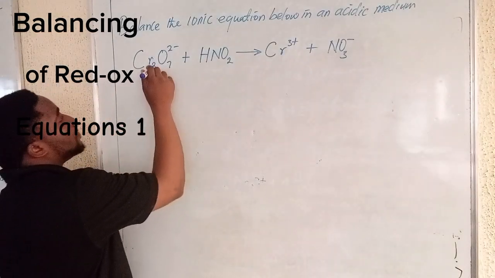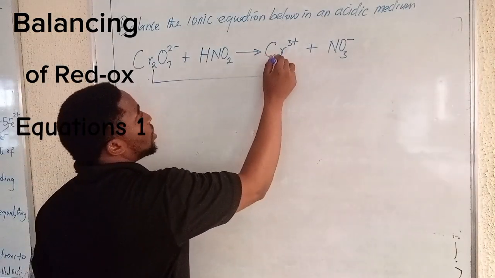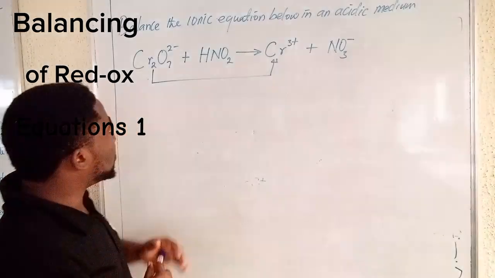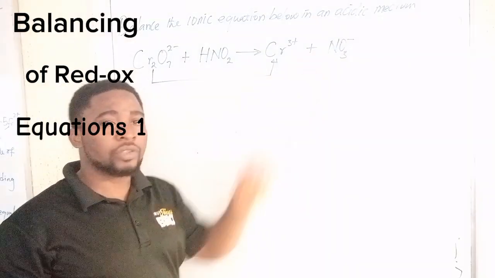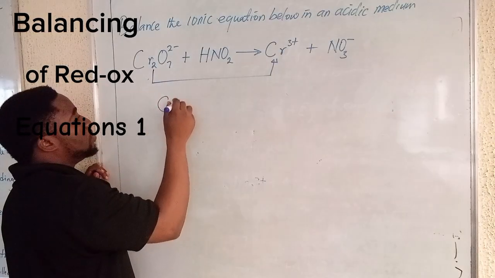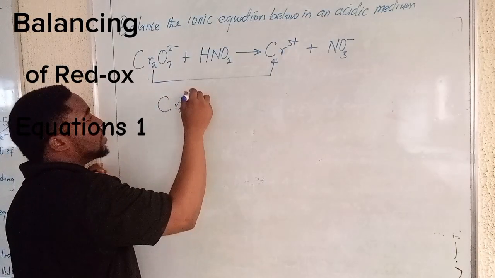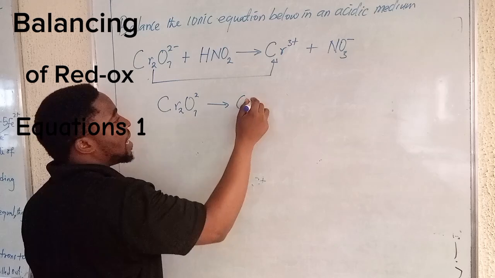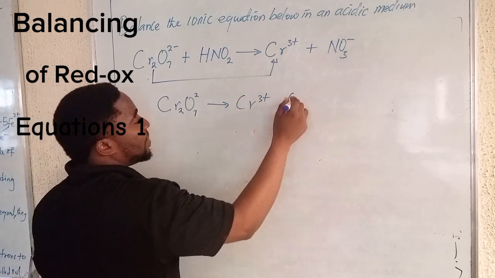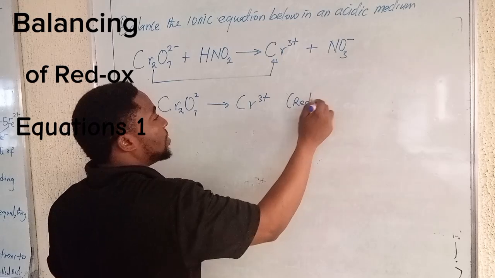So you can see obviously that the oxidation state of chromium dropped from 6 to 3. So that is reduction. So this is the reduction half equation: Cr2O7 2- to Cr3+. Okay, so this is my reduction half equation.